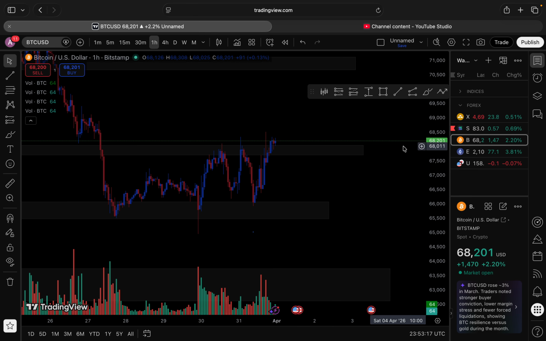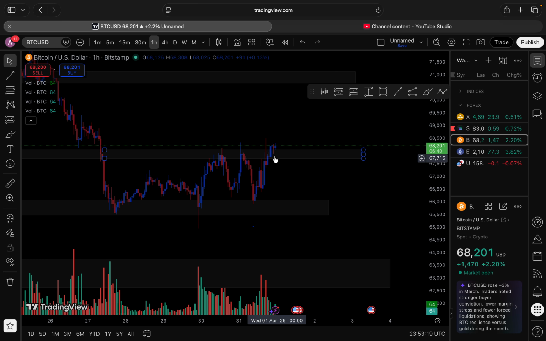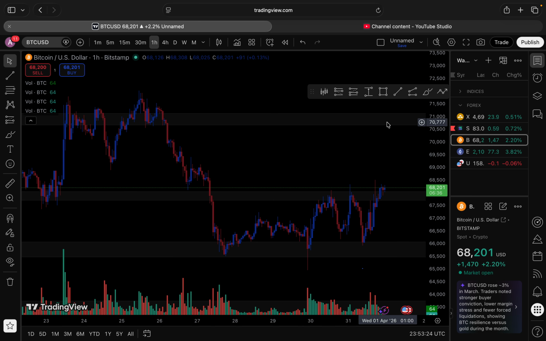But now that it's breaking out of this zone, I'm looking for it tonight to create a higher high, and I'll be waiting on a higher low before taking price back up to this level.